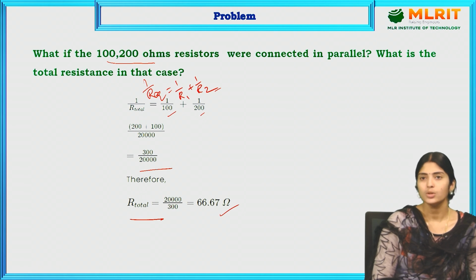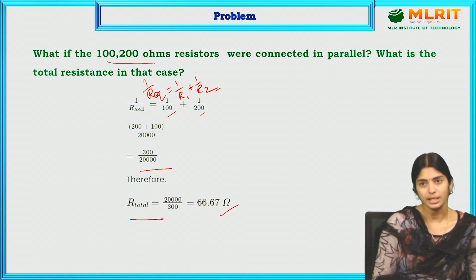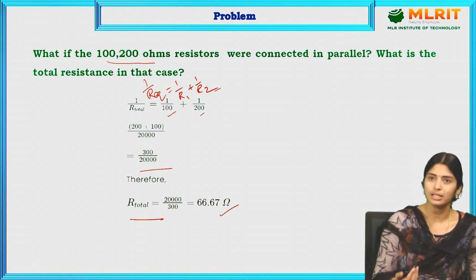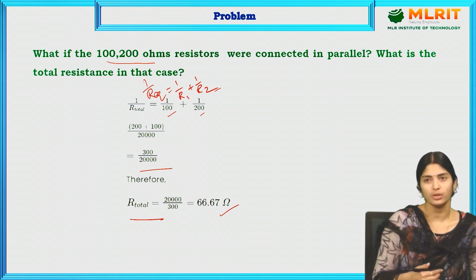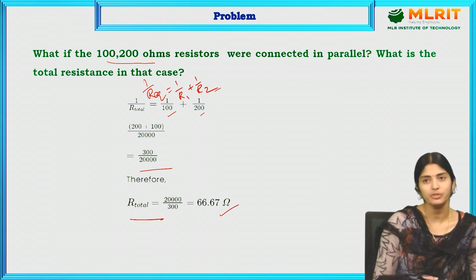So like this, we are going to sort out the problems on resistors connected in series and parallel. The derivations of the formulas for resistors connected in series and parallel will be explained after explaining KVL and KCL. Then you will be able to understand very easily how we derive the formulas, which I will explain in further videos.